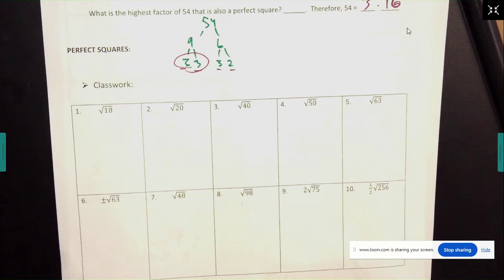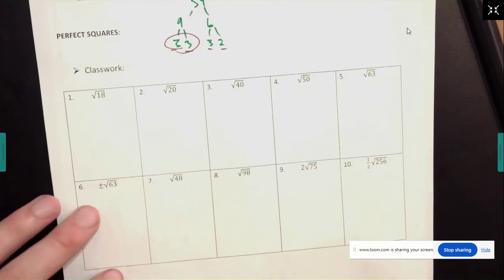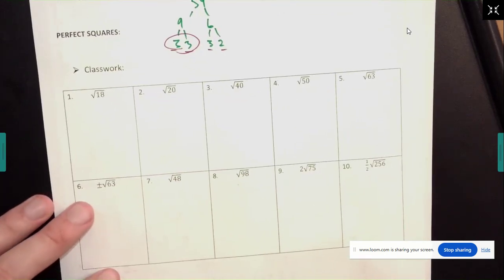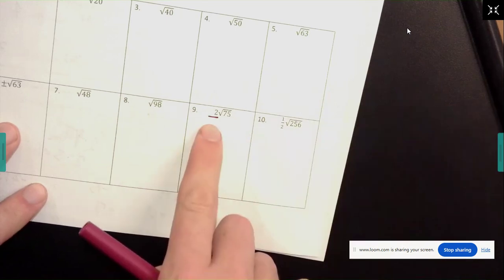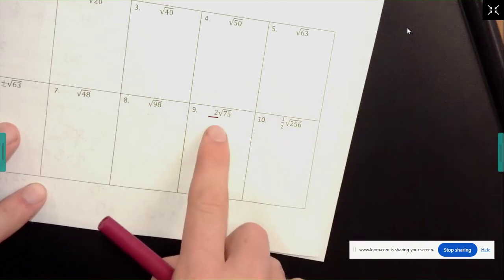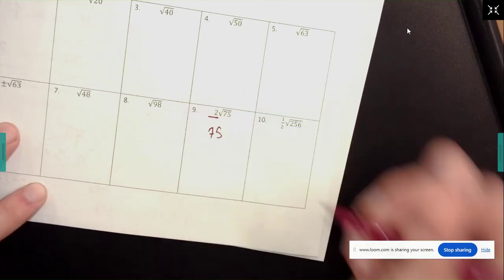Okay, let's do number 9. I want to do number 9. So this coefficient, let's put that on hold. I'm going to come back to that, but let me put that on hold. Let me just focus in on that 75 that's down there.